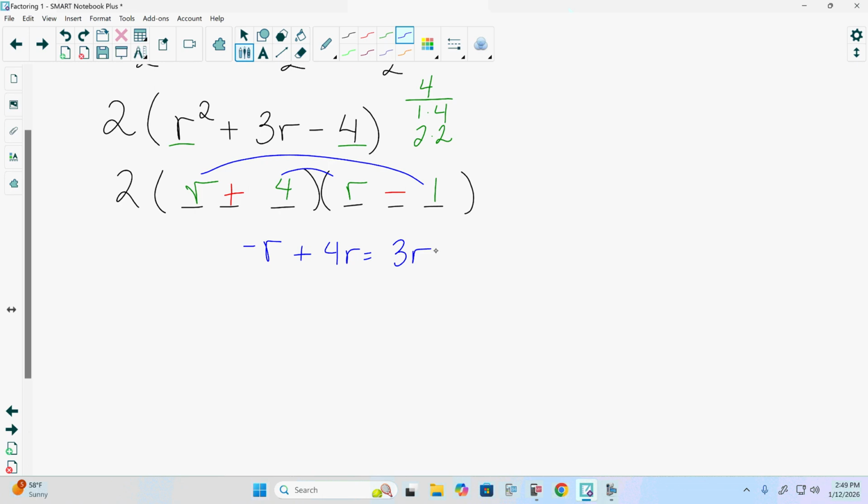That is the middle term we wanted, because we're looking at 3r instead of 6r, since we factored that greatest common factor of 2 out. But that's it. Questions on this here? Questions on anything we've done so far?